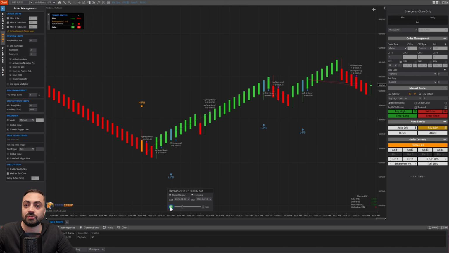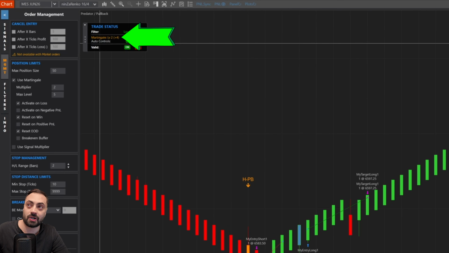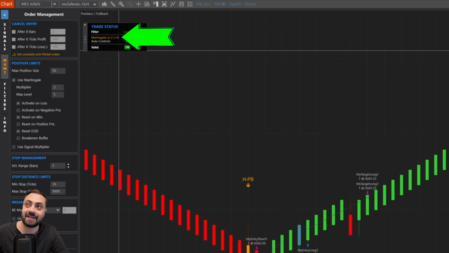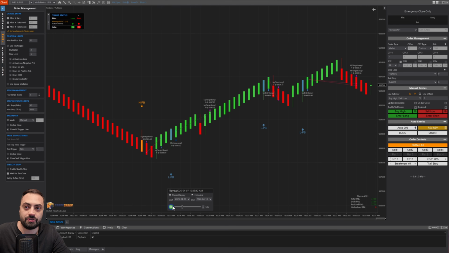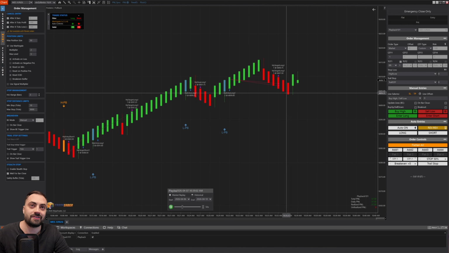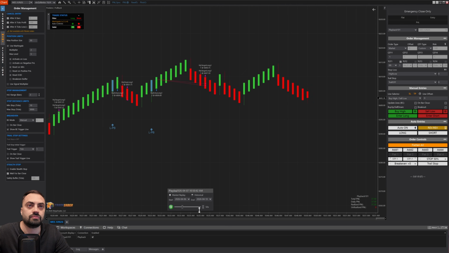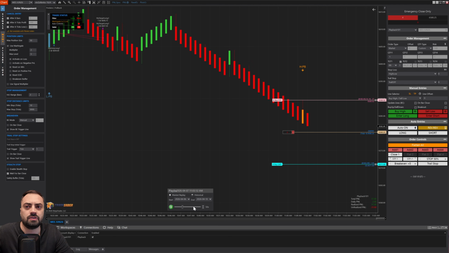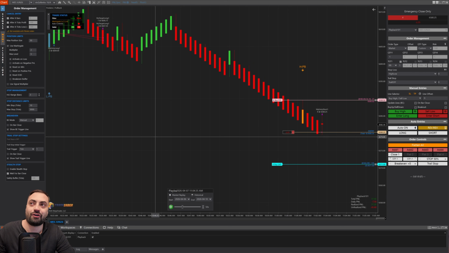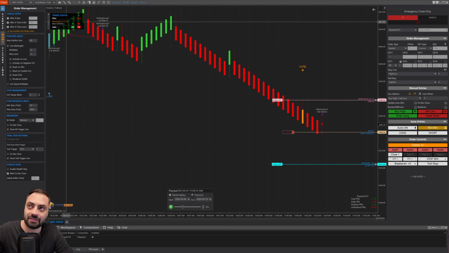Stopped out twice now. So here, actually, that was a losing trade. So now if we look at the trade status, our Martingale level increased to 2. That means our multiplier is set to 4. So 2 times 2, 4. So now if we enter another trade, it should give us a position size of 4. Order submitted. There we go. We enter a new trade and our position size is now 4 with our Martingale level 2.